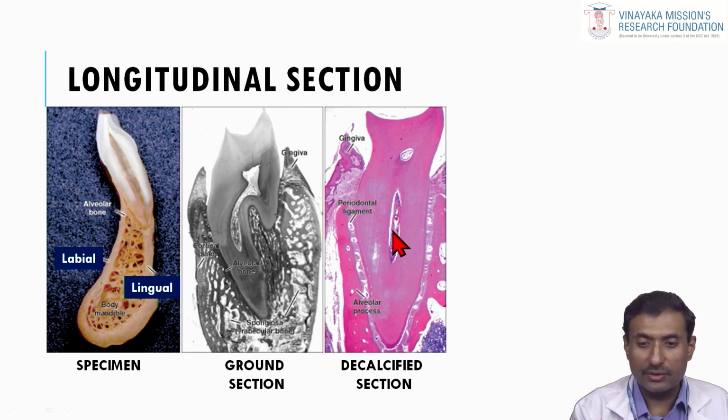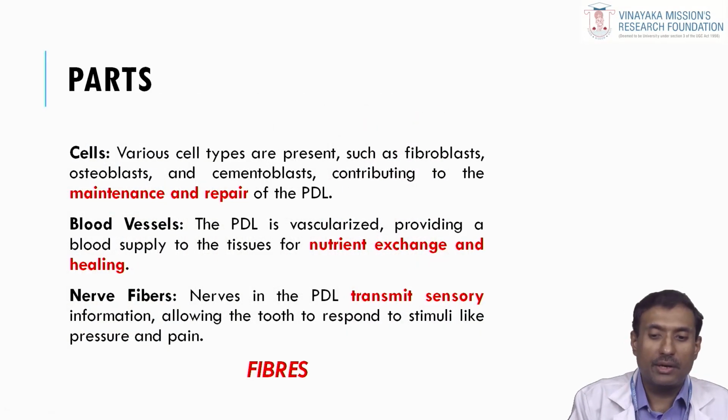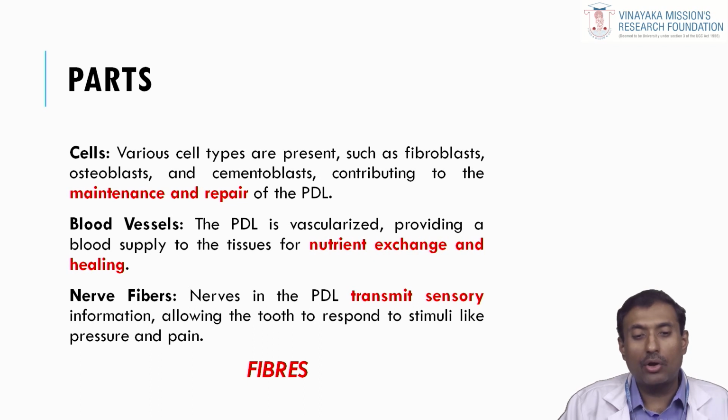When we go for a decalcified section, we can appreciate the soft tissue better. We can see the proper gingiva in this area. We can see the soft tissue immediately beneath the gingiva, and we can see the alveolar bone. And this is the tooth. The space between this tooth and the alveolar bone is where the periodontal ligament resides. Moving on, there are different parts when you study the periodontal ligament: the cellular component, the blood vessels, and the nerves which supply the periodontal ligament. In today's PowerPoint, I'll be focusing on the fibers.